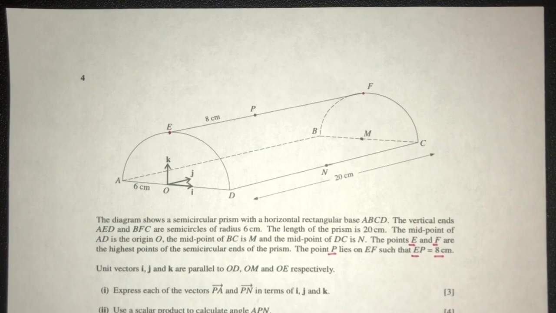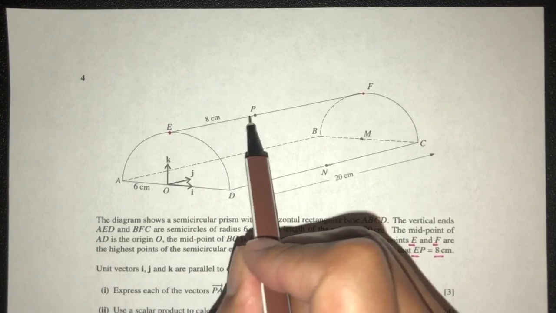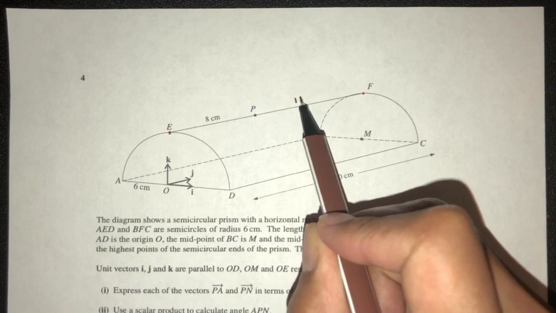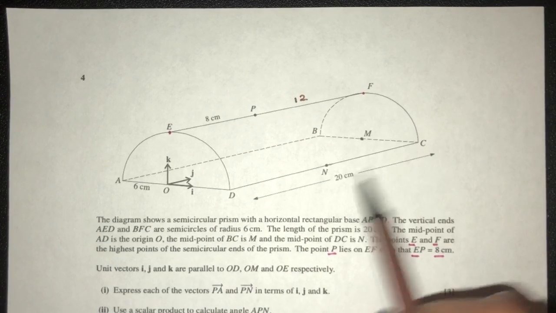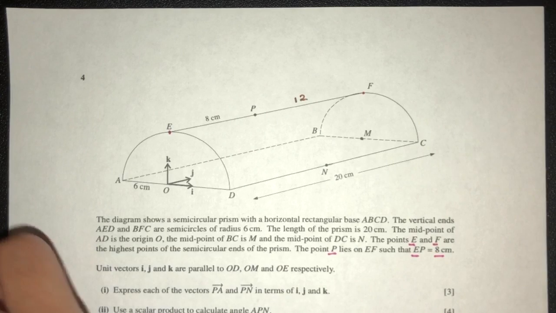Now we can conclude something here. If this is 8, it means this will have to be 12, right? Because the whole thing is 20. 20 minus 8 is 12, obviously. Let's move on to the questions.